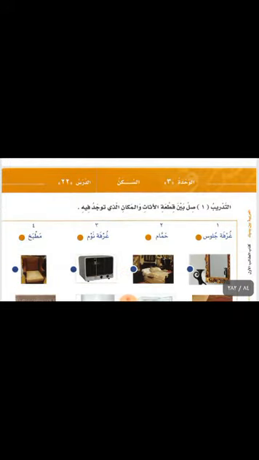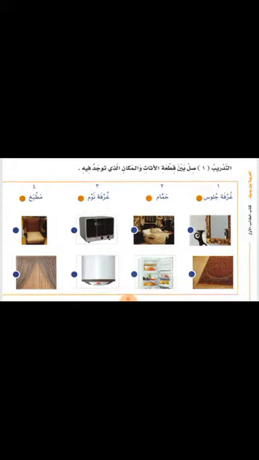Okay. On the next page, we have a new exercise at the table of words. First exercise: sil baina kitatil athath, join between the parts of furniture, wal makan allazi tujad fihi, and the place where you find it. So he's saying to join the picture with the place where we see it. For example, the first picture is a mirror. We find it in the hammam, so we will join the picture of the mirror with the hammam, which is number two. Did you get it? First picture goes to hammam.